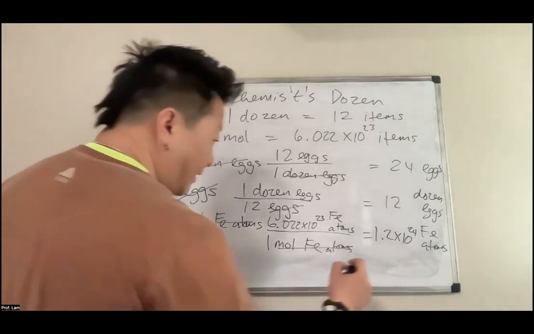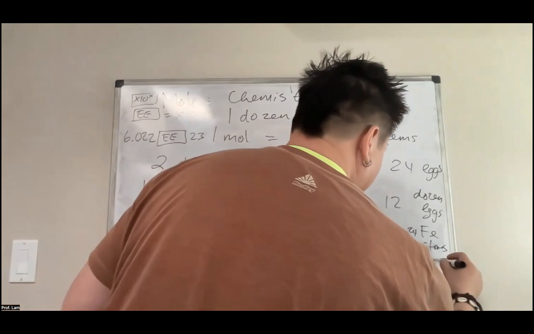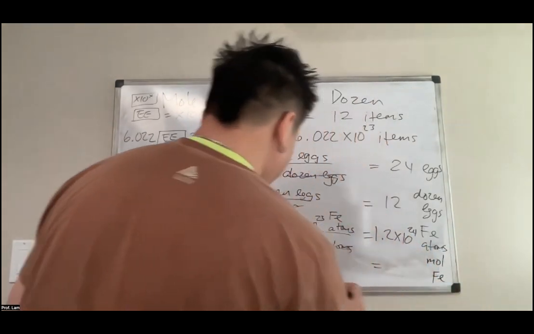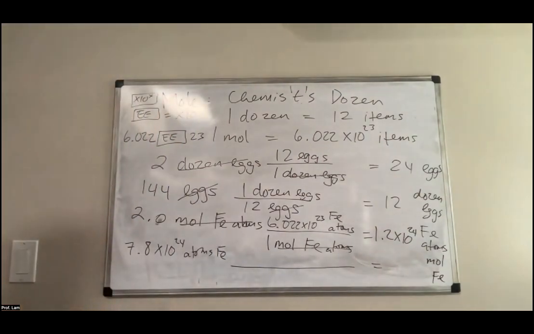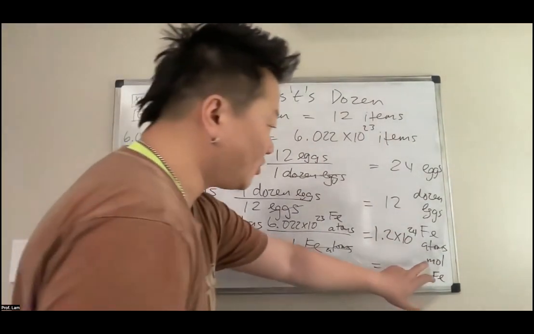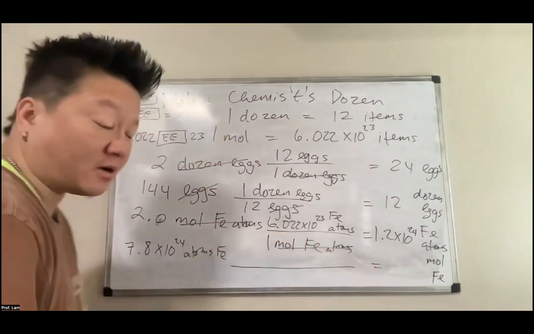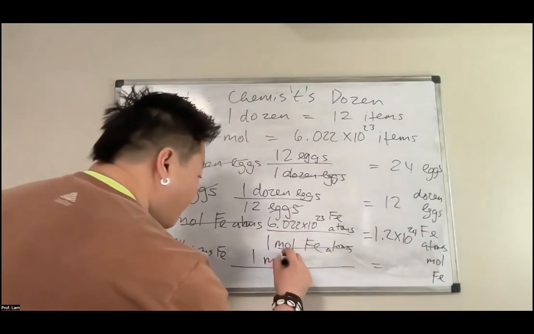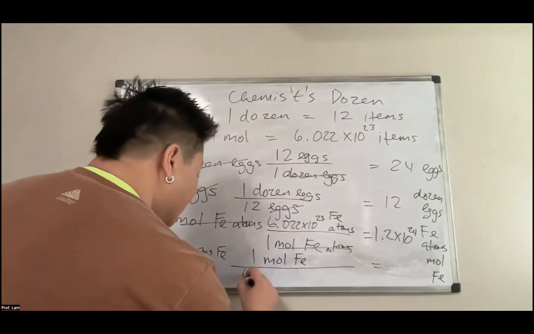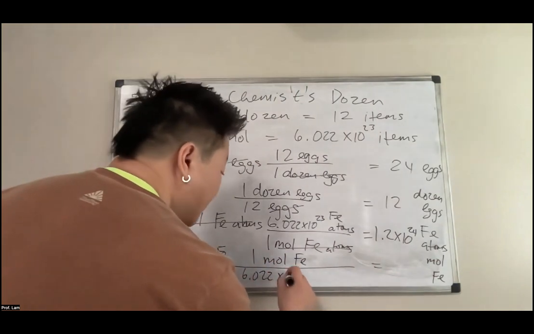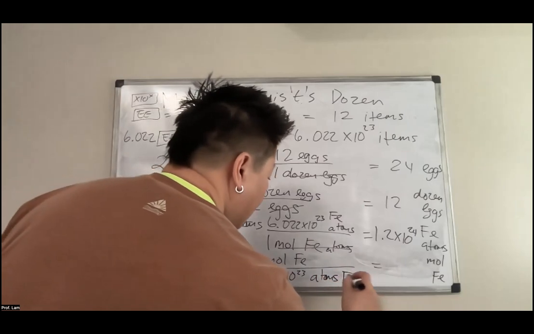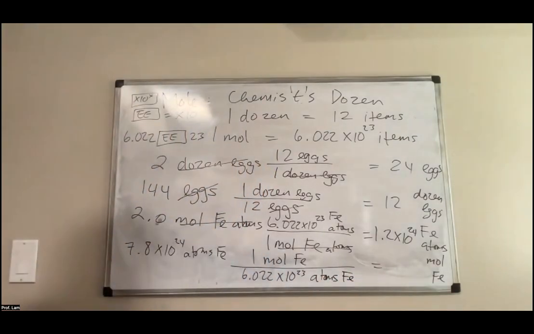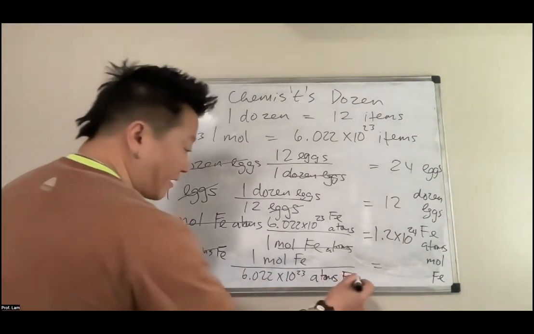Okay. And I want to know how many moles of iron that is. So again, I'm going to do the line, right? Well, now this time mole needs to go on top, because we want mole out. So you're going to say 1 mole of iron is 6.022 times 10 to the 23rd atoms of iron. Okay, so atoms of iron cancel.